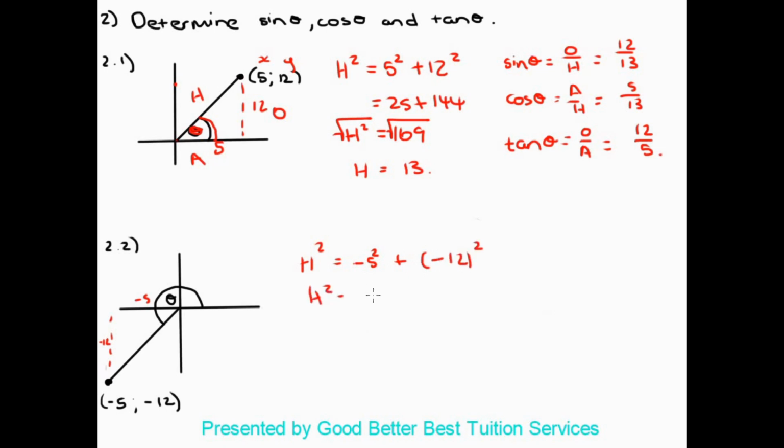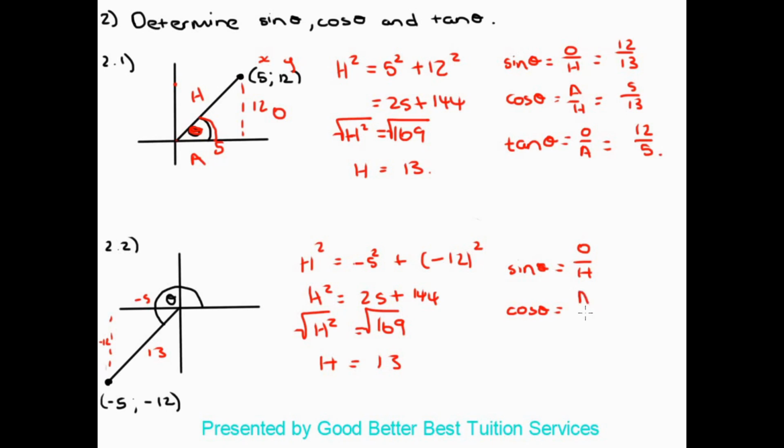So then we go h squared is equal to 25 plus 144. You see they're positive now. So h squared is going to be equal to 169. Square root to get h by itself, h is equal to 13. So we write that in there. So now we go again. Sine theta is equal to opposite over hypotenuse. Cos theta is equal to adjacent over hypotenuse. Tan theta is equal to opposite over adjacent. So now we just refer to this picture over here to help us answer here.